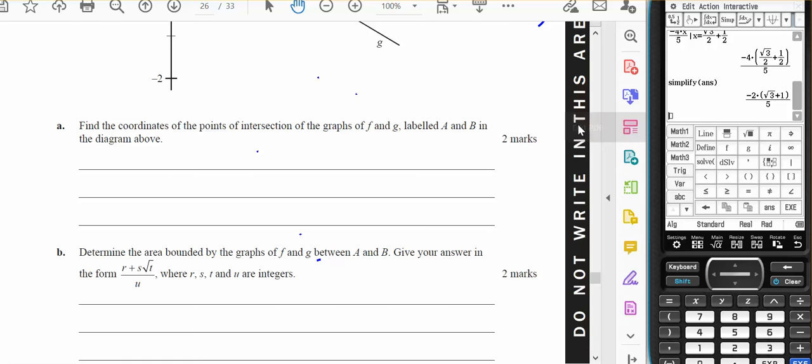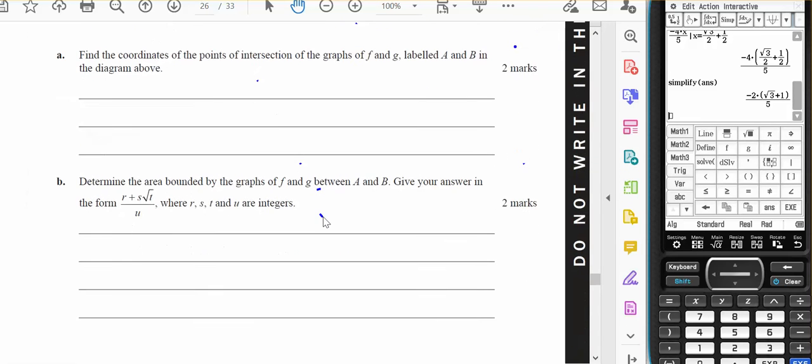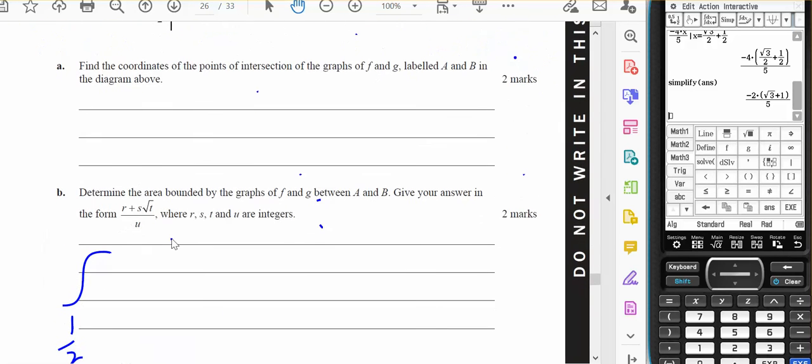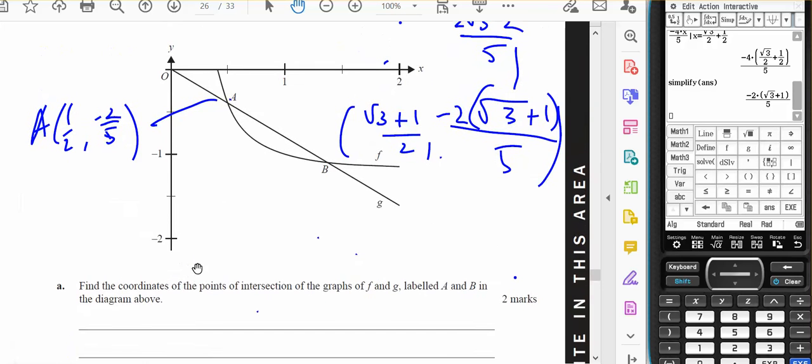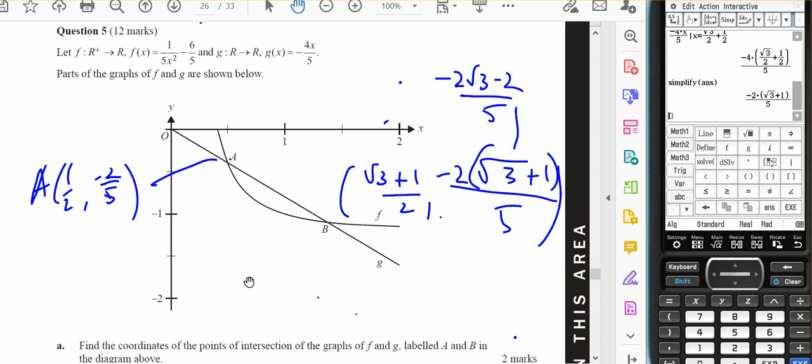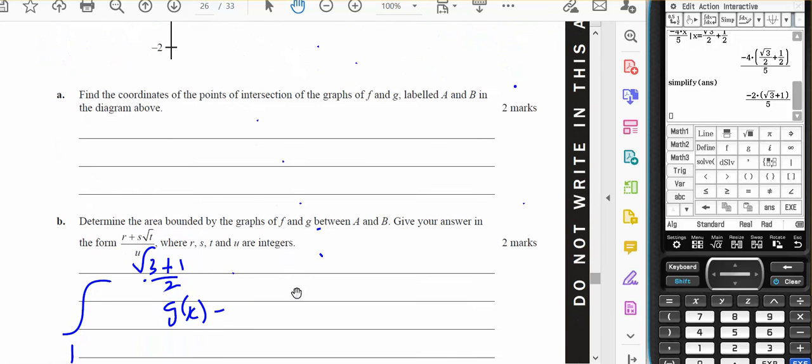Okay, so it's the area of, so it's 2 marks, so I need to write a definite integral. It's going to go from 1/2 to √3 plus 1 on 2 of top curve, which is g of x, minus f of x dx. So there's my one method mark.